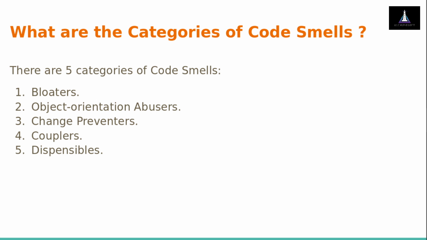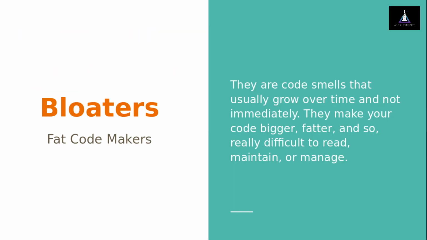Well, basically, from most of the books and most of the catalogs that I know of, there are five main categories of code smells. There are bloaters, object orientation abusers, change preventers, couplers, and dispensables. Let's see what each and every one of those mean.